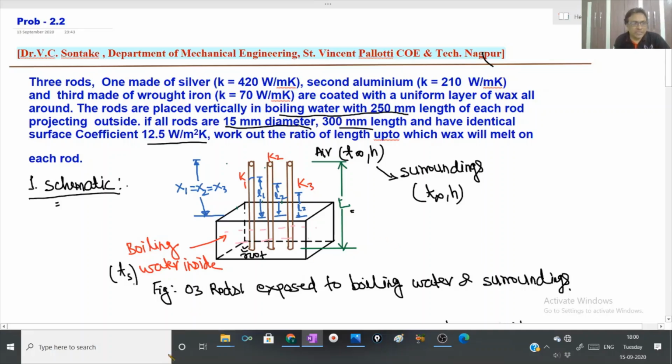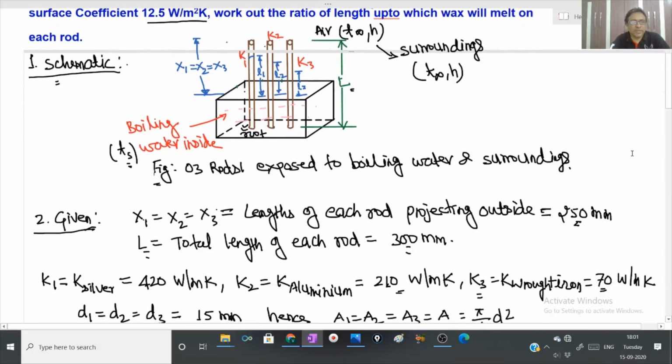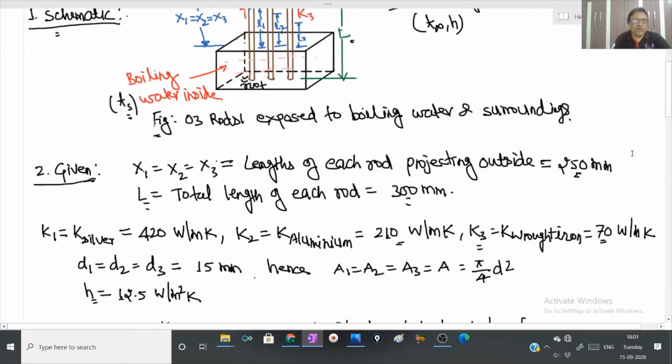Let's say surface temperature of the boiling water is Ts and length up to which the wax will melt on each of the rod are L1, L2, L3 respectively, and their thermal conductivities are K1, K2 and K3 respectively. So this is the required schematic for this problem. Now let us enlist all the given things.